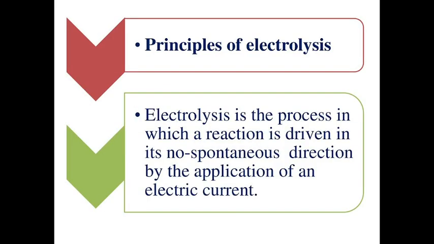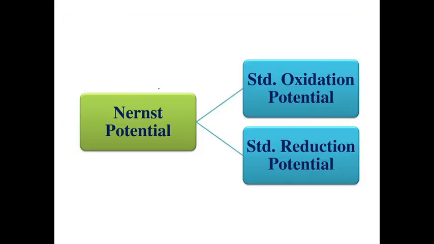Okay. So the principle of electrolysis. Electrolysis is the process in which a reaction is driven in the non-spontaneous direction by the application of electric current. It is very clear, because you are providing energy from a DC source or battery, from an outer source. So by the Nernst equation you can calculate the potential required.